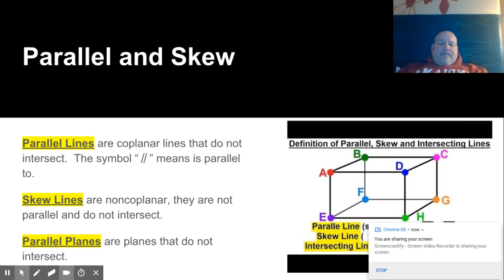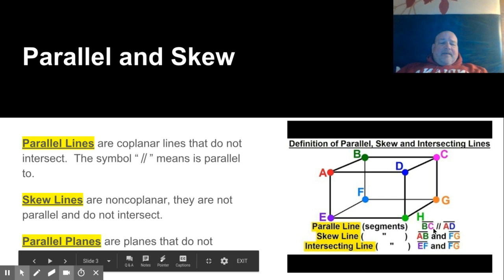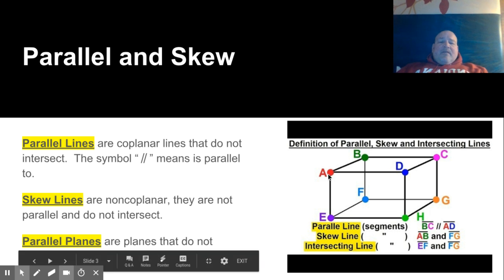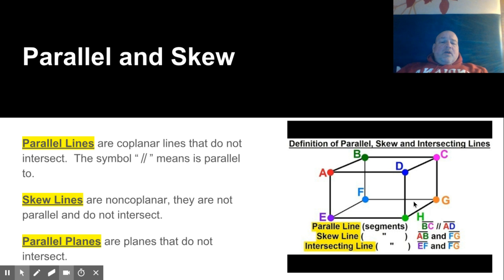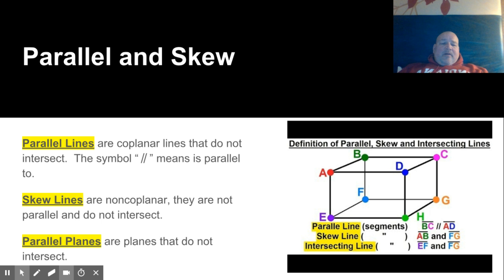Take a look at this diagram. It kind of looks like a box, a rectangular prism. Our parallel line segments would be like BC and AD. They're on the top plane of the box, the top face, and they don't touch. Skew lines would be something like, an example would be AB and FG. Notice that AB is in the front plane and the left plane. FG is in the back and the bottom. So they're not in the same plane, but yet they don't touch. So that's why we can't say that they're parallel.